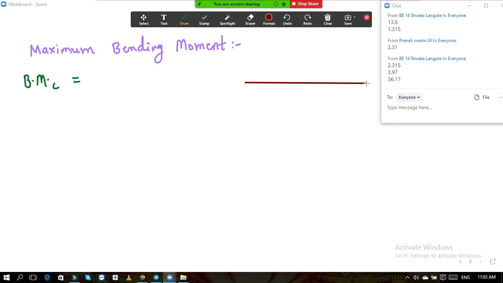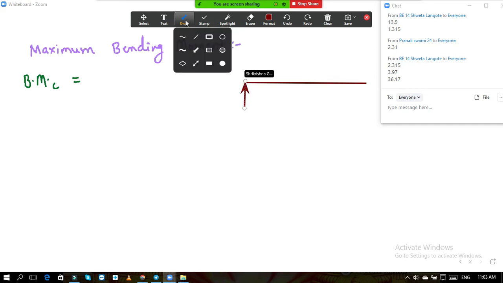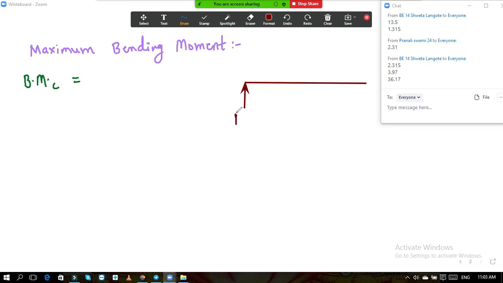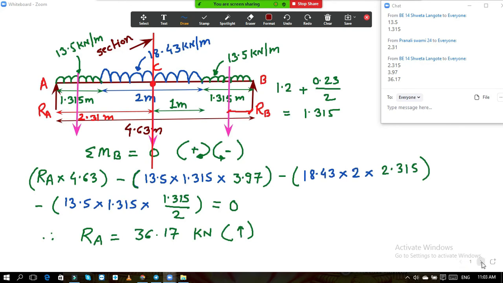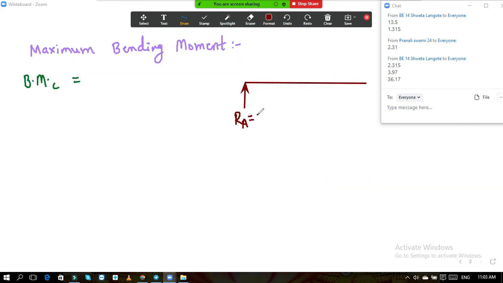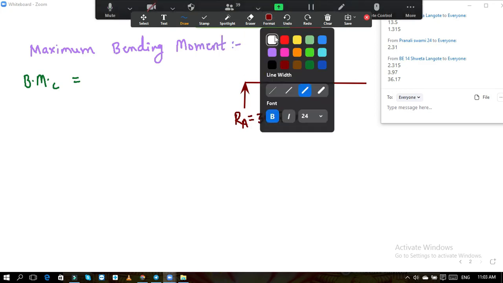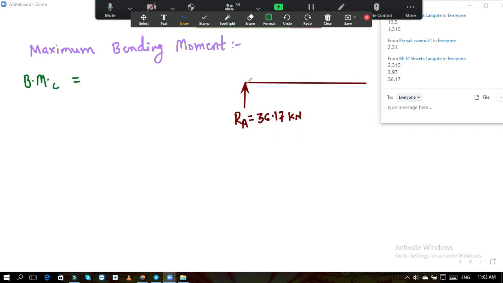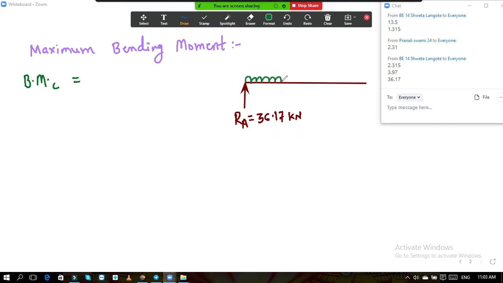this is our beam, then support is provided somewhere here. Here is your point A, that is reaction RA. Whatever value you have calculated, it is 36.17 kilonewton. Up to some point, the UDL is different, and the span of this UDL is 1.315.